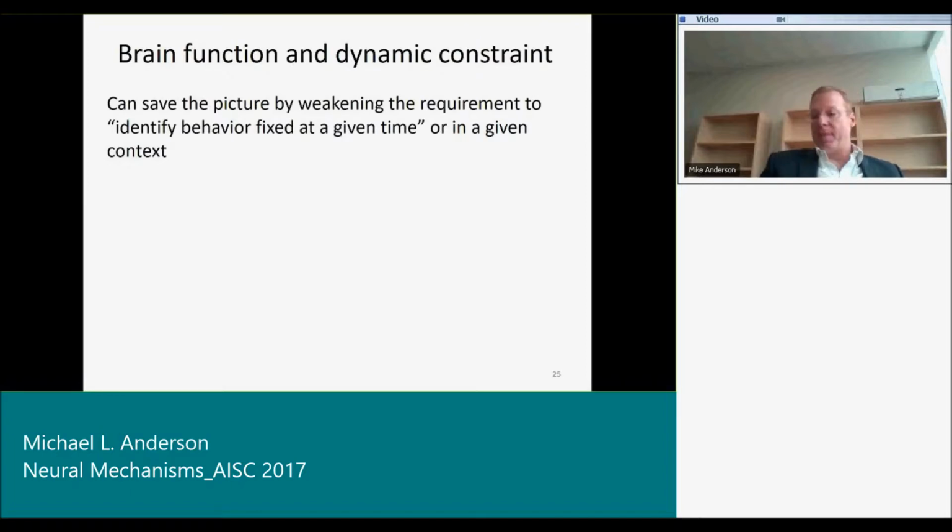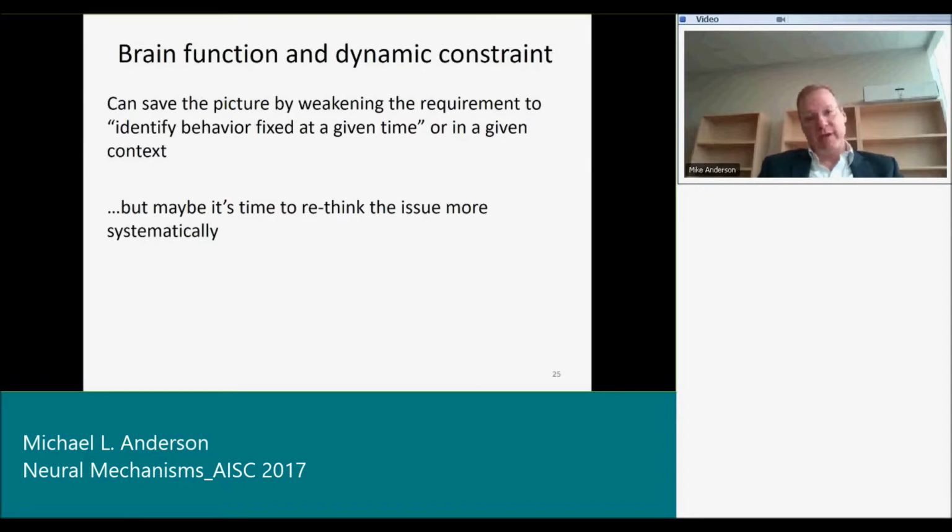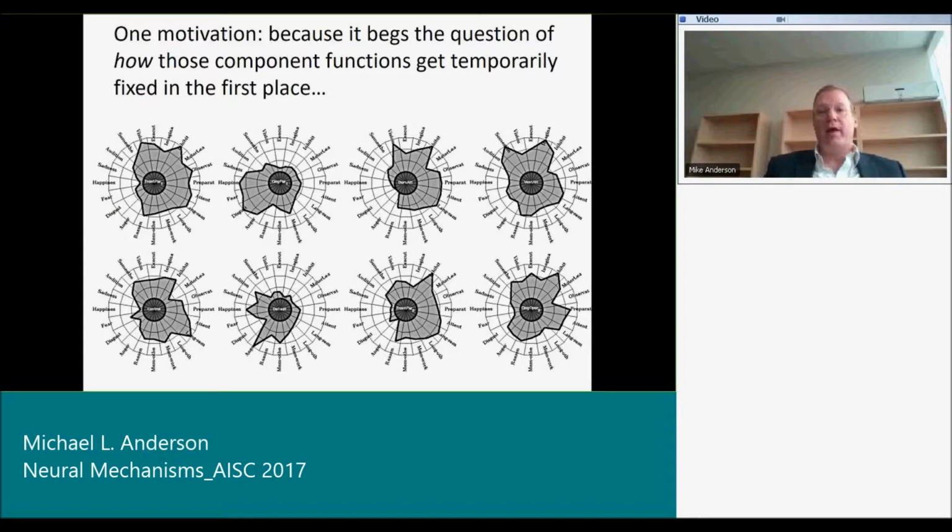Now, obviously, we could save componential mechanism simply by weakening their requirement to something like, well, let's identify a behavior fixed at a given time or in a given context. And there have been suggestions along those lines. But I think maybe it's time to rethink this issue in a bit more systematic way. One motivation is that it begs the question of how those component functions get temporarily fixed in the first place, even assuming they are.